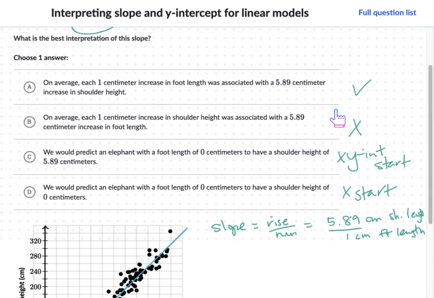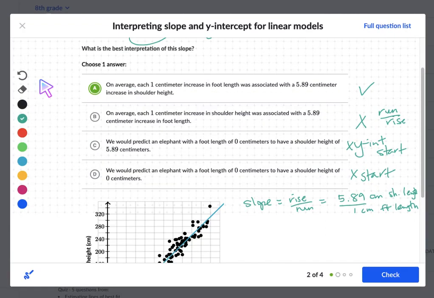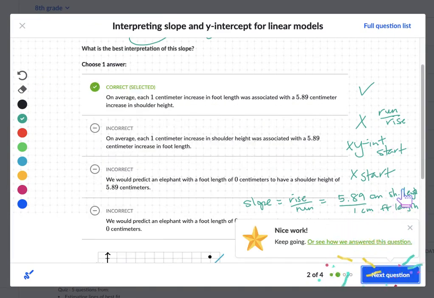Sometimes they'll try and mix up your y-intercept and your slope. And this one was mixing up the order of rise over run. This is run over rise. This one is correct. You should have gotten A. Okay.